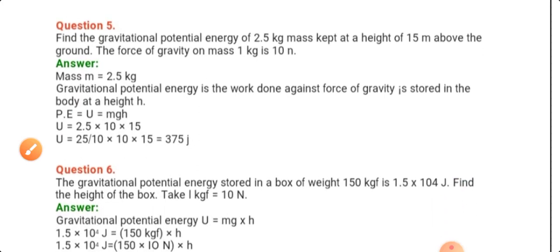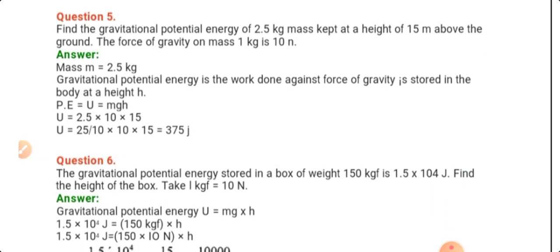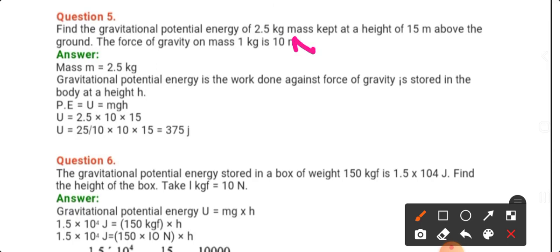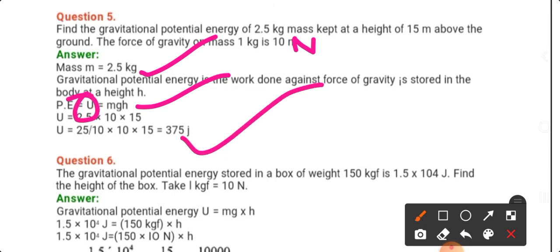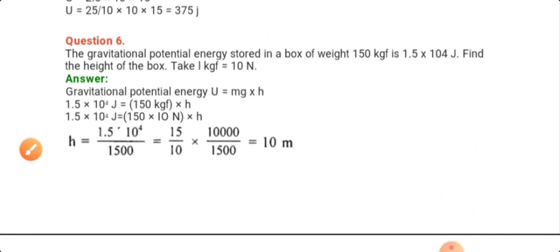Now coming to question number 5. Find the gravitational potential energy of a 2.5 kilogram mass kept at a height of 15 meter above the ground. Force of gravity on mass 1 kilogram is 10 Newton. This should be capital N. Now mass is given, height is given. It is a direct question. U is equal to mgh. You can apply the values and find it out. So nothing in that, it is a direct question only.